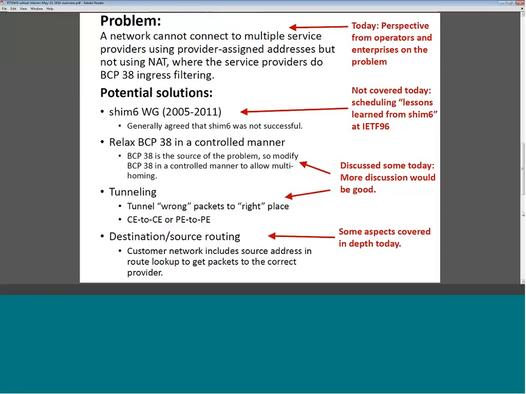Some of the other solutions that could address this problem include relaxing BCP38 in a controlled manner. That is, since BCP38 is the source of the problem, we should potentially be able to modify it in a controlled manner to allow multi-homing. There's some discussion from the service provider and enterprise presentations about this topic, but it would be good to get more discussion on that particular topic as well.